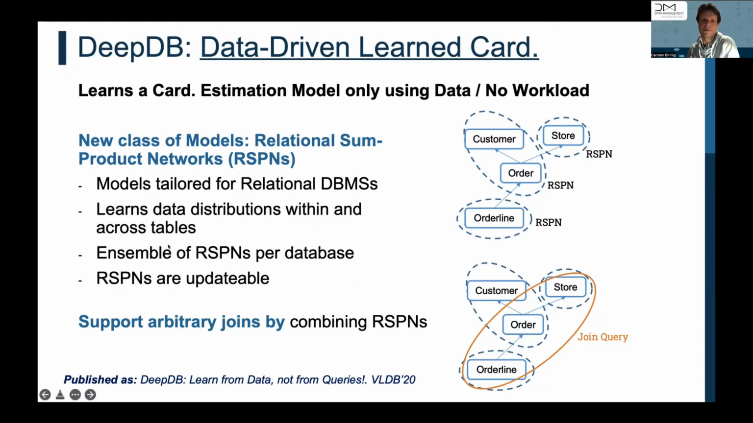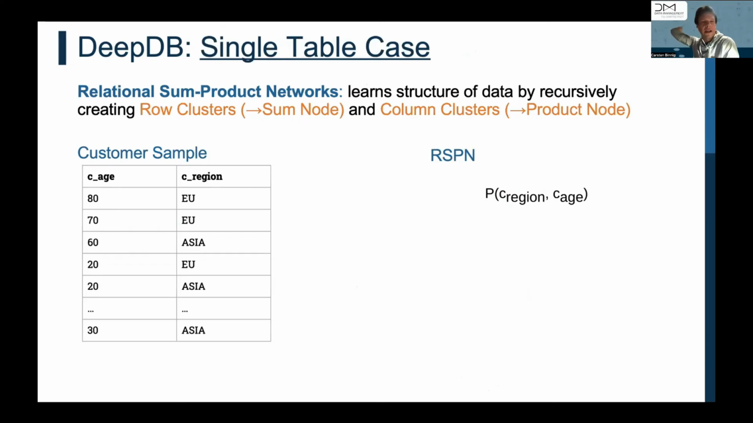with our model architecture. To understand how RSPNs work, let me start with the simple case where we learn a data-driven model for the single table case, where we only learn an RSPN for a database with one table, and later on I will generalize this to a database with multiple tables. The basic idea is that RSPNs learn the structure of a relational table. So it's a kind of structure learning approach. And the basic idea is that we recursively cluster the rows and columns with a model such that we learn the data distribution of a table.